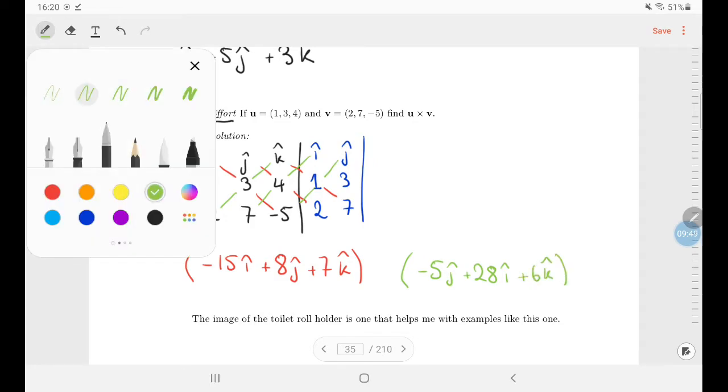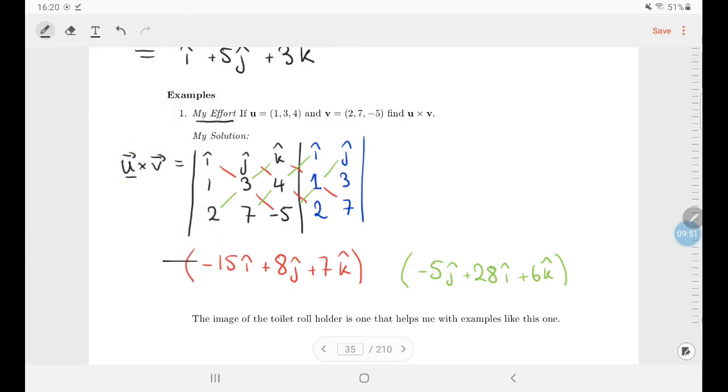And then you just do those right down diagonals minus left down diagonals, see what we get. So minus 15I minus 28I is minus 43I. 8J plus 5J is 13J. And finally 7K minus 6K is 1K. If you haven't got that right, you can hopefully see where you went wrong, or if you want, you can always email me a question.